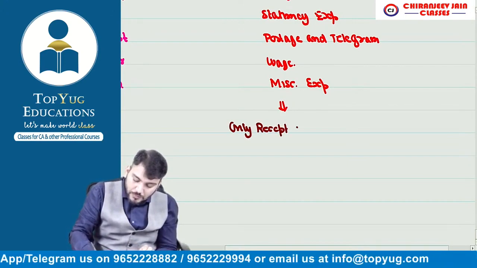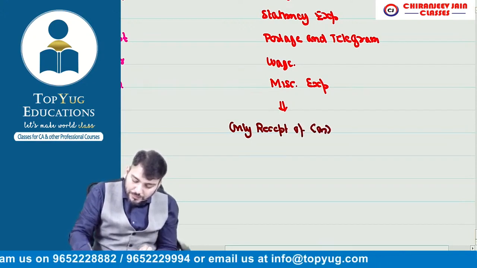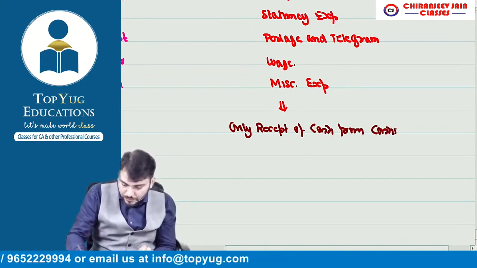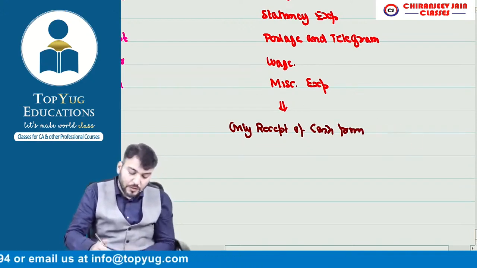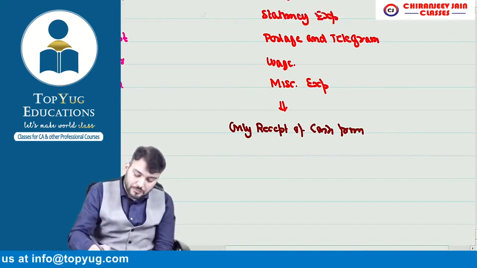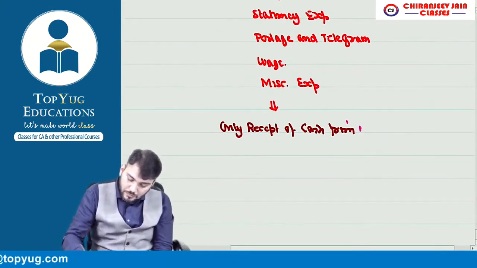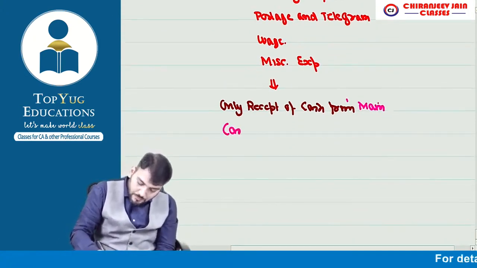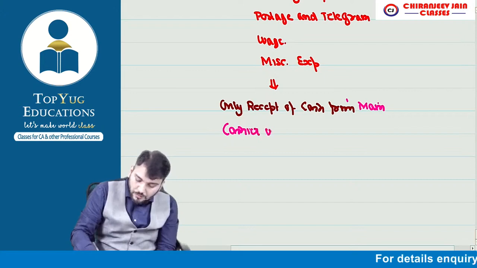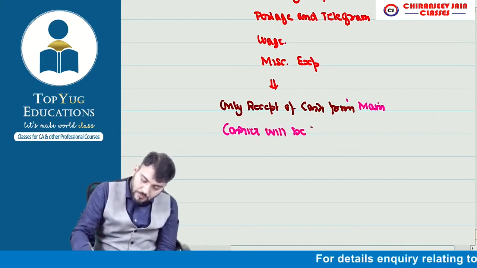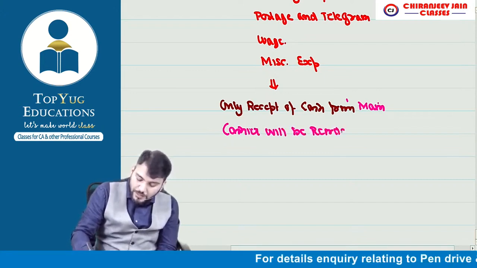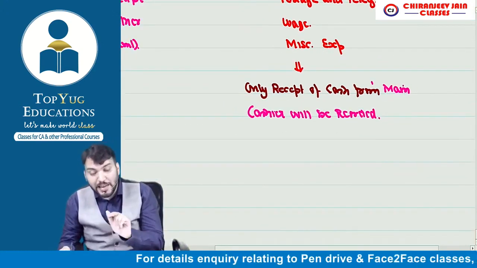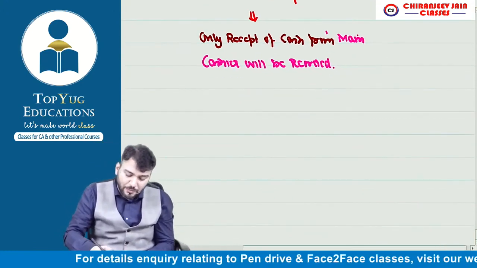Receipt of cash from main cashier, लिख लो, will be recorded. Correct. So only receipt of cash from main cashier will be recorded. What will be the journal entry for this?